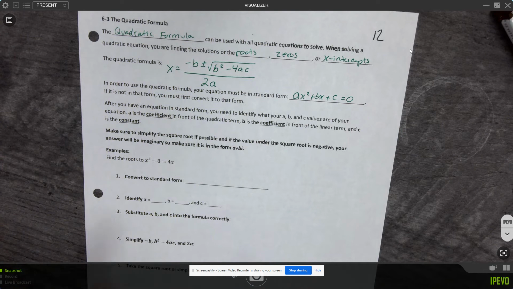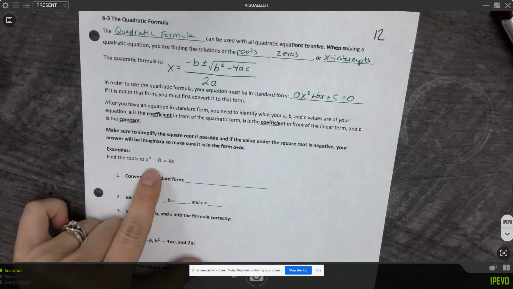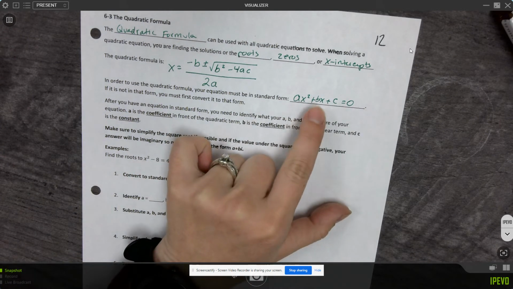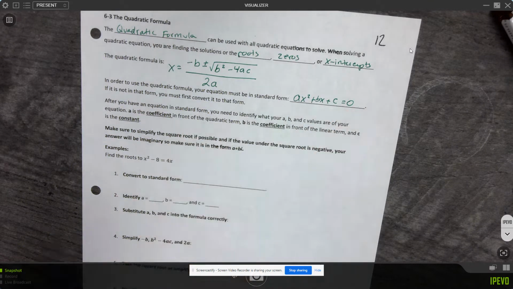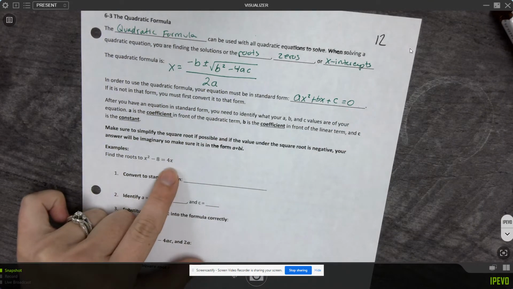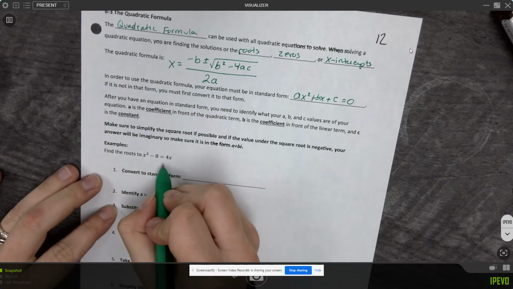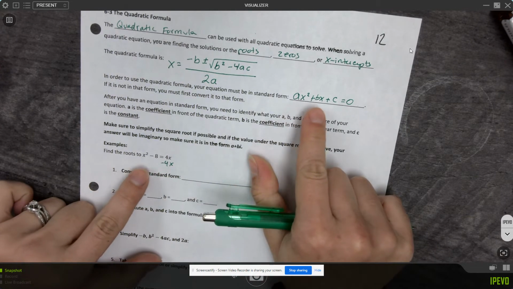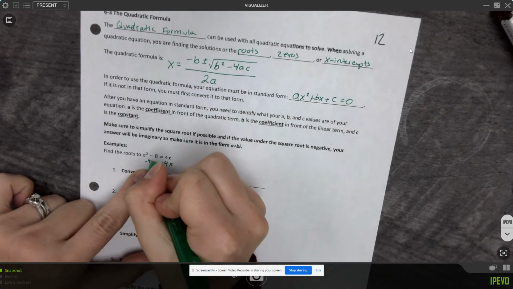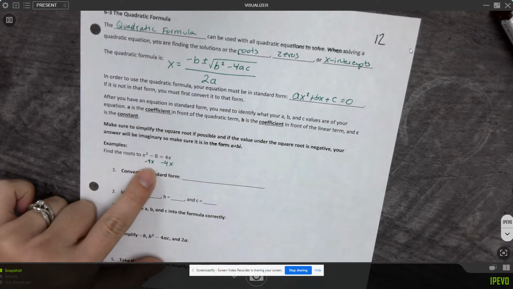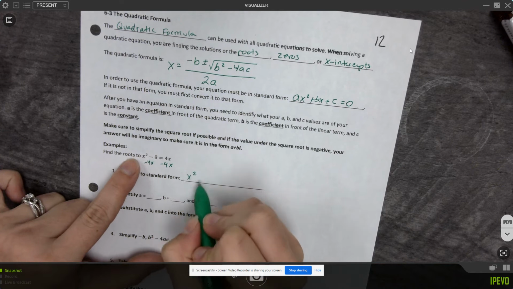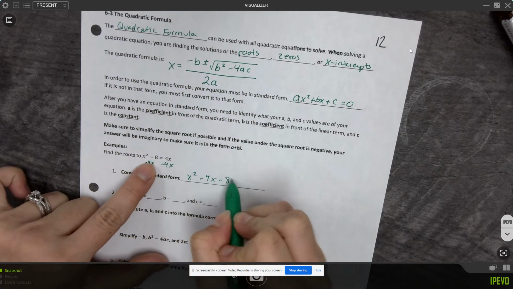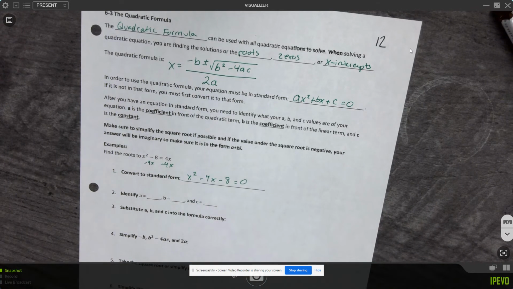First, we need to be in standard form. I am not in standard form. I need my x squared and then my x and then my constant equal to 0. I am not equal to 0, so I need to move this 4x to the other side. Since it's positive, I'm going to subtract. I want x squared first and then my x term, so I'm going to squeeze that minus 4x in between there. My constant at the end. So I have x squared minus 4x minus 8. Now I'm equal to 0.